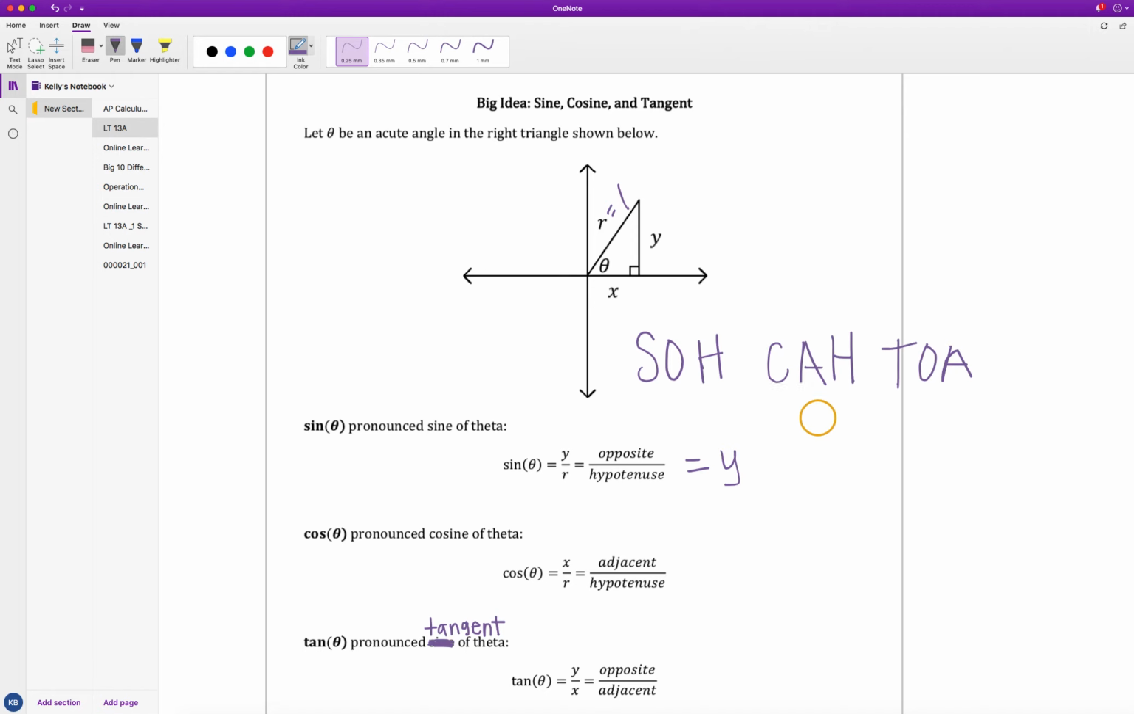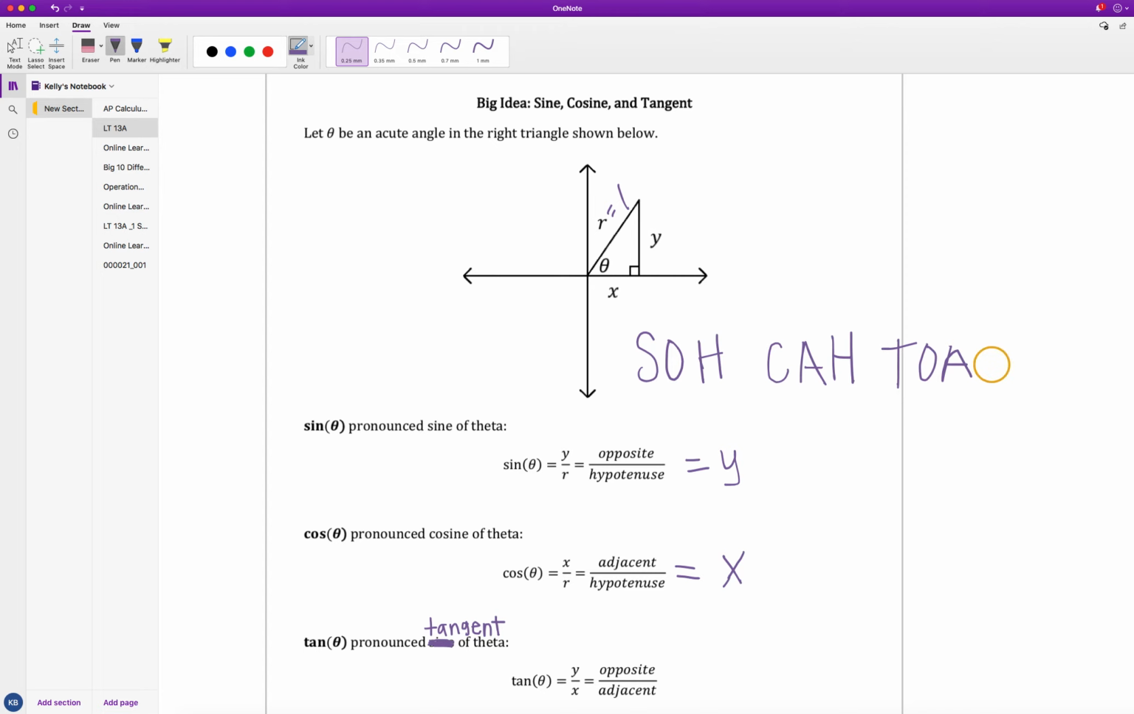Cosine of theta is defined similarly. It's the CAH part in SOHCAHTOA, and cosine is defined to be adjacent over hypotenuse. If I go to our right triangle, our adjacent side here is the x value, and then our hypotenuse is r. Again, since our r value is 1, cosine of theta is the same thing as x, or the x side of that triangle. Tangent is going to be our last trig value that we're going to look at, and tangent of theta is defined to be opposite over adjacent, so it's the TOA part of SOHCAHTOA. So our opposite side of our triangle here is the y value, our adjacent side is the x value.